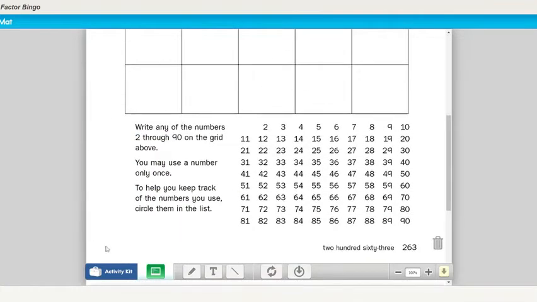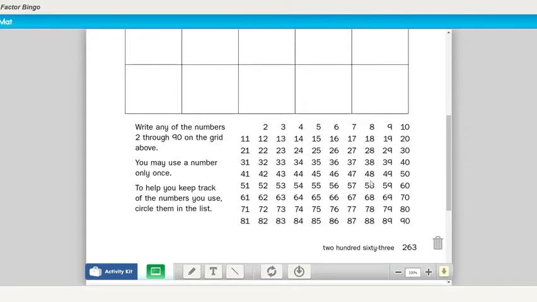At the bottom, it should look like this, and it has a list of numbers. If you read these directions, it'll be clear what you need to do first. It says write any of the numbers 2 through 90 on the grid above. You may use a number only once. To keep track of the numbers you use, circle them on the list.